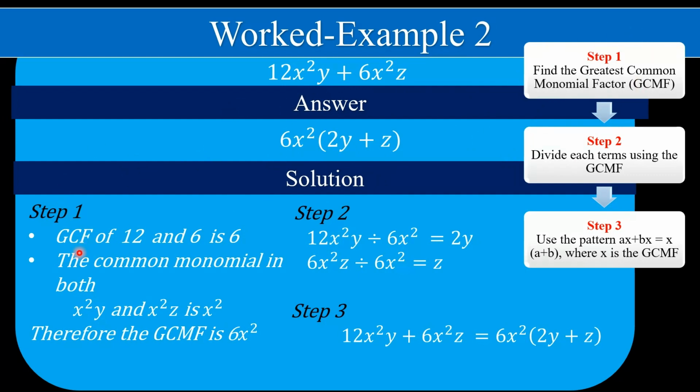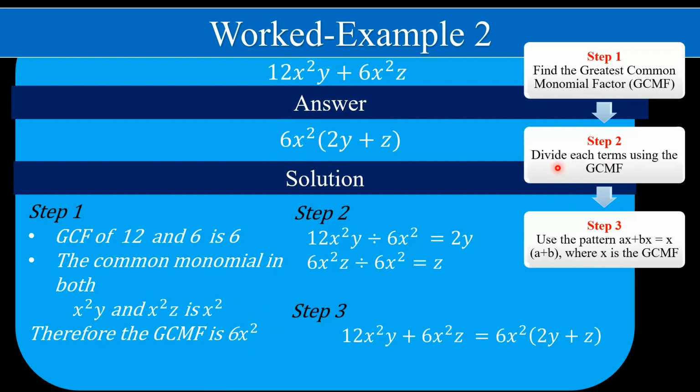Step 1 is the GCF. Between the 12 and 6, the number that can divide both 12 and 6 is 6. And the common monomial in both x squared y and x squared z is x squared. In step 1, it emphasizes the concept of greatest common monomial factor, which is the 6x squared. As you can see, 6x squared is the number outside the parentheses here.